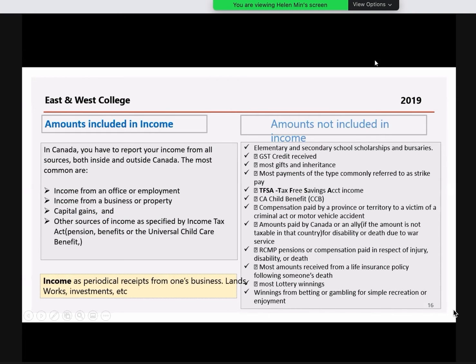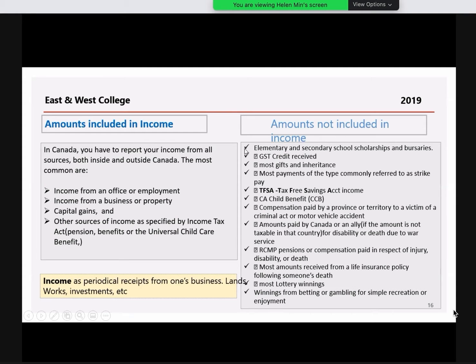Yesterday we were talking about the left side. The left side is the amount including income, including your T1, right? Yesterday we went through them one by one. Then the right side is the amount not including income, not including our T1.